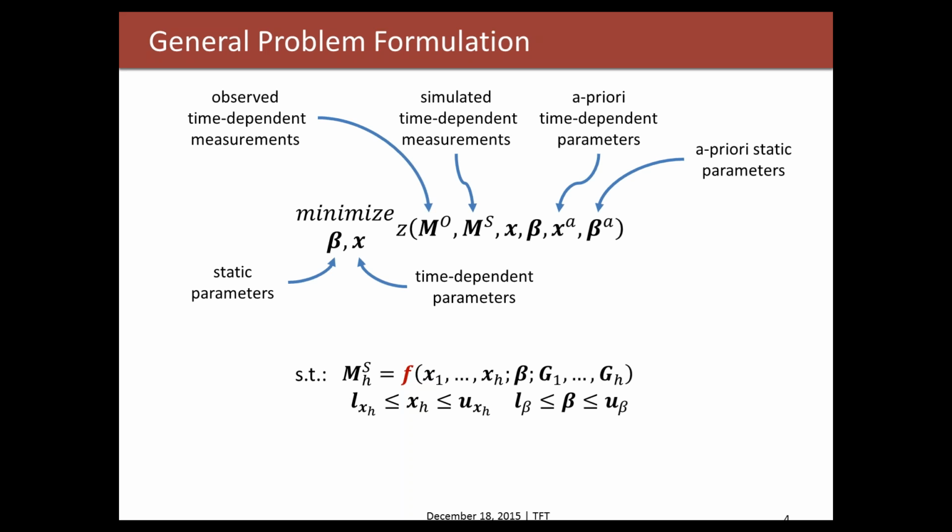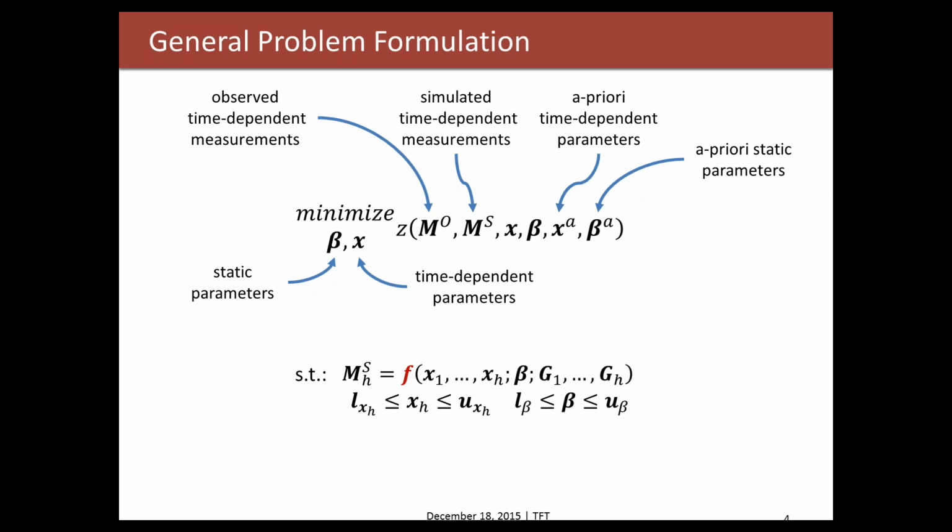So we have the observed time-dependent measurements. These are the measurements that we want to compare with. We have our simulated time-dependent measures, or basically the output of our simulator, given here by M, S. Then we have the parameters that we want to calibrate, the static and the time-dependent parameters, beta and X. And then we can have a priori estimates for both sets of parameters. Typically, the time-dependent ones are the ODs in the case of traffic, and static parameters can be the supply parameters or, for example, the driving behavior parameters. And we can have a priori estimates from previous studies.